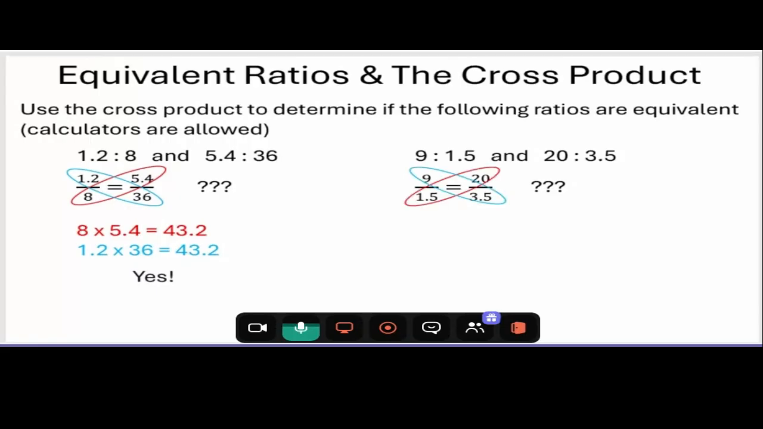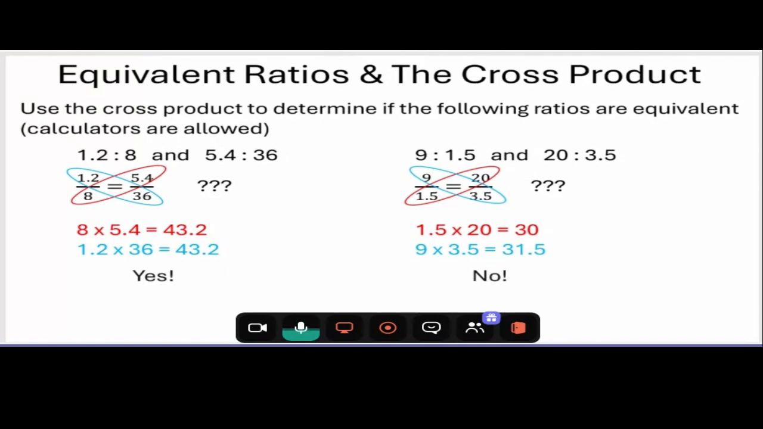The fast way is we check the cross products. 1.5 times 20 in red, 9 times 3.5 in blue. The first turns out to be 30, but the second, blue one, turns out to be 31.5. So no, those are not the same ratio. They are not equivalent ratios.